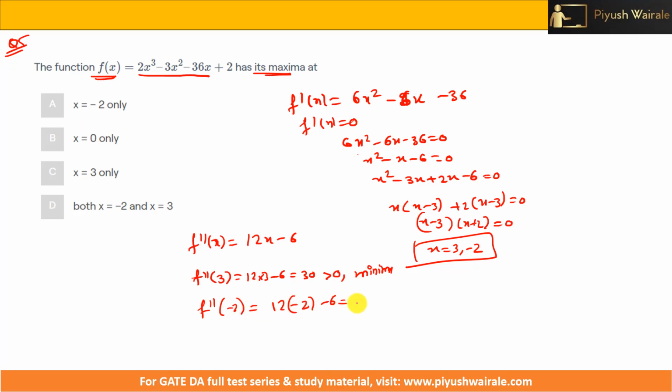We will get minus 24 minus 6, that is minus 30, right? So it's basically negative, so it is less than 0. So we'll get maxima at x equals minus 2. Okay, so we'll get maxima at x equals minus 2 only. Option A is the correct one. Okay, simple question.